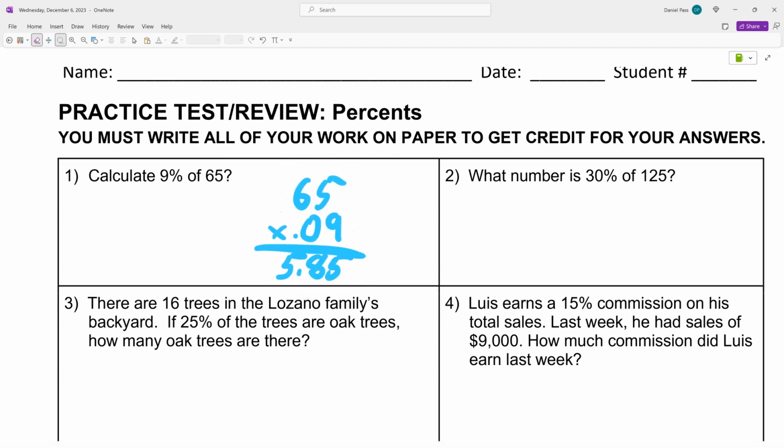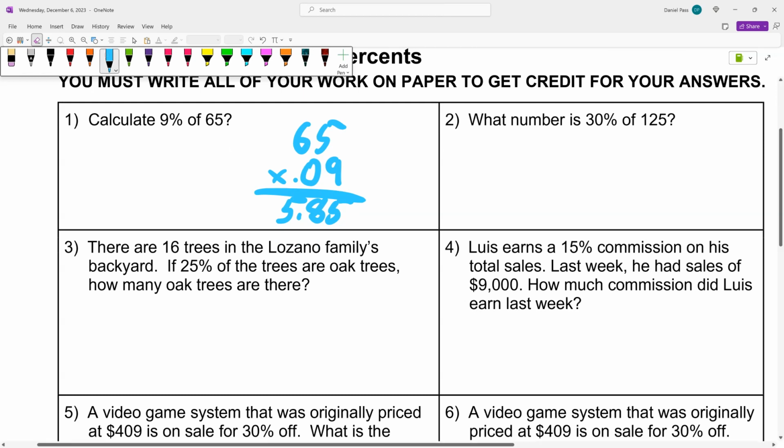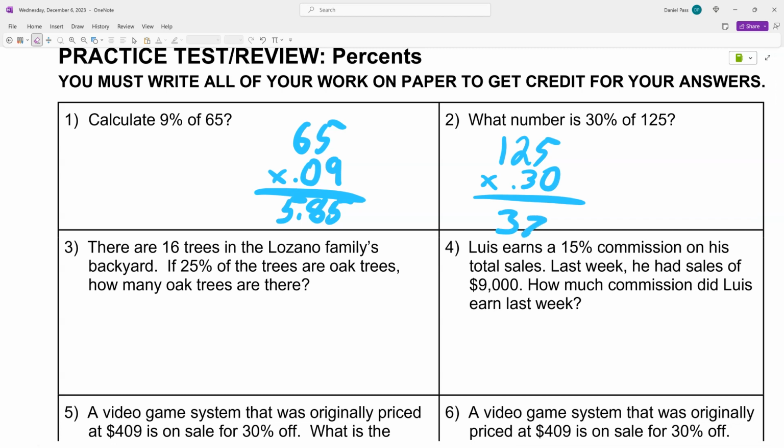I'm going to shrink this a little so you can see it clearly. Now we're going to go through this quickly because I need you to finish your assignments that aren't done. How do we do this one? You multiply 125 times 0.30. Good. And what do we get? 37.5. Good. Now it didn't ask us to round, so we're just giving the answer that came out.